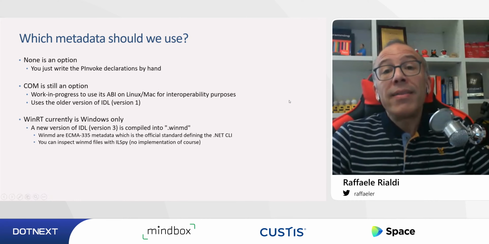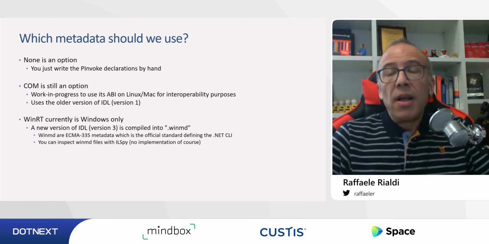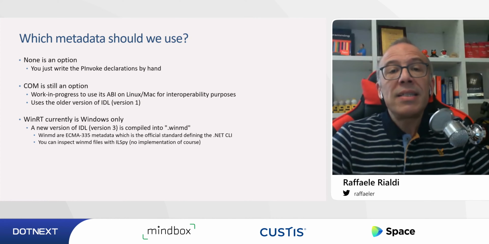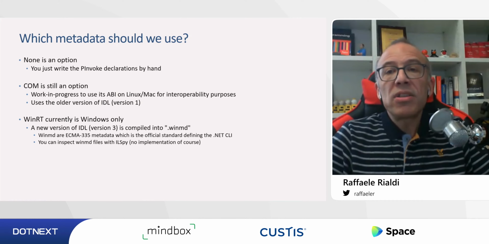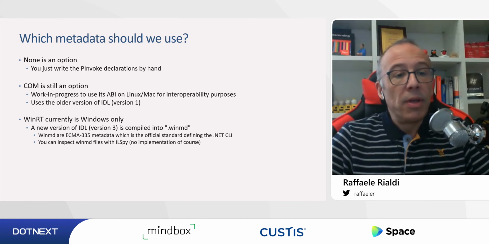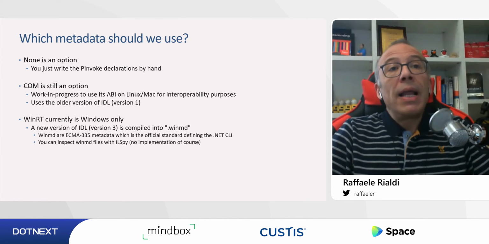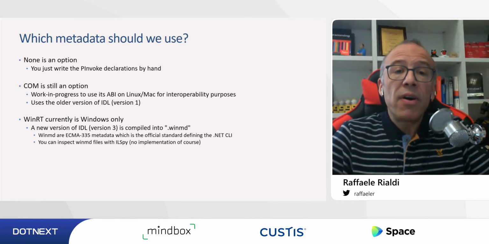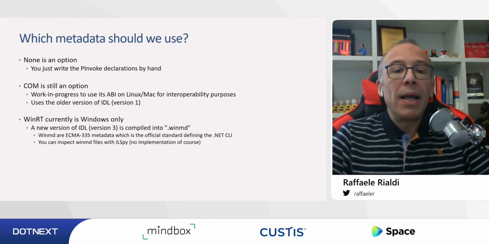And then we have WinRT. WinRT is more modern, and is currently for Windows only, even if the specification for the WinRT ABI is something that can definitely work cross-platform. But currently, Microsoft has no plans for porting it cross-platform. And we are with IDL version 3. It is compiled in WinMDs. What are these WinMDs? A WinMD is a binary format, the result of the compilation with the MIDL compiler.